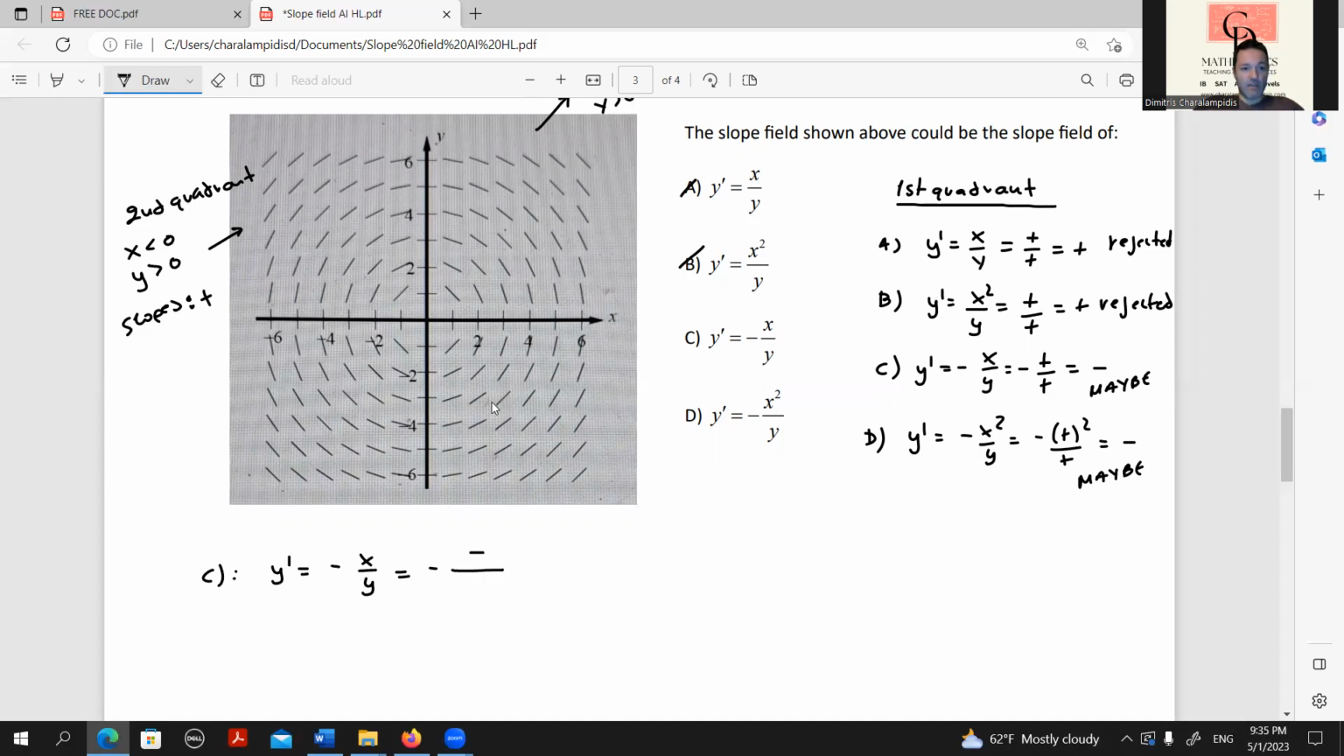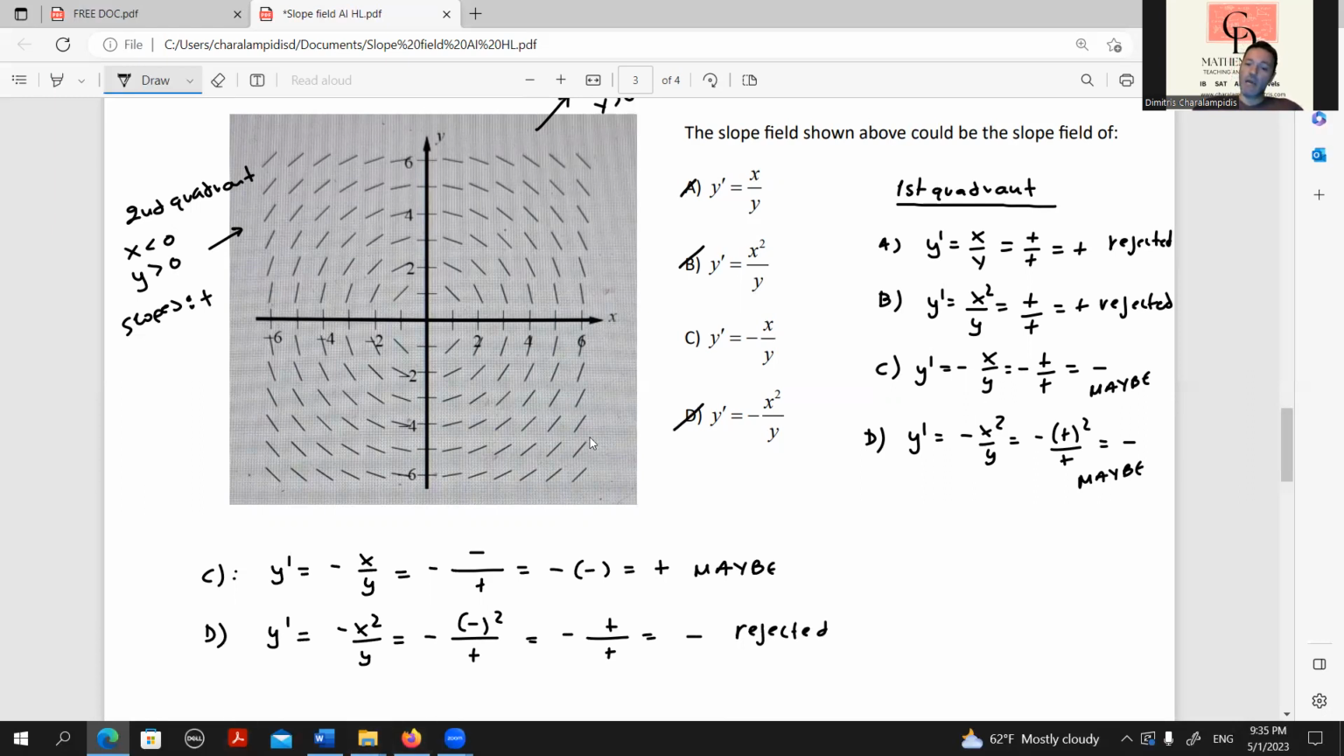X is also negative. Y is positive. So we would expect to have minus, minus. So it should be positive, which means that maybe it's this one. Could it be D? In D, y derivative is defined as minus x squared over y, which is minus squared over something positive, minus positive over positive, which is minus. No, it cannot be. Rejected.